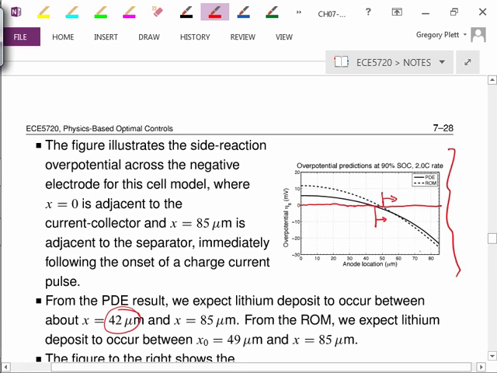The reduced order model overpredicts lithium plating for most of that distance because the overpotential is smaller in a signed sense compared to the PDE model. So even though it's over a shorter distance, shorter length, there's more of it, and overall there is an overprediction of lithium plating in this example.